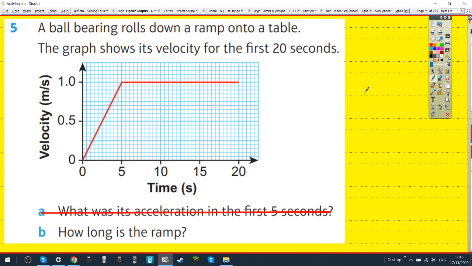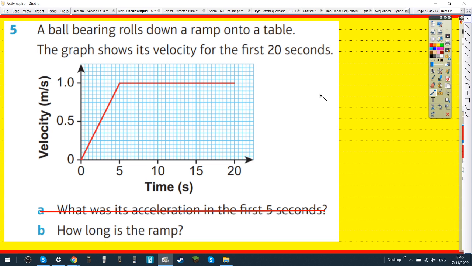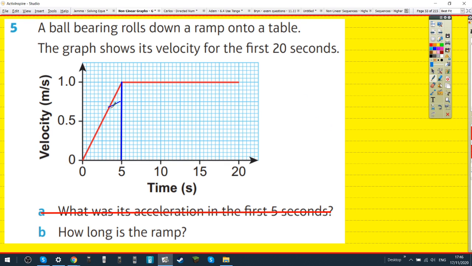How long is the ramp? How do you find the width? I mean the length. Let's see. So it rolls down a ramp onto a table. So I think the ramp is this bit. And so you have to find this area. So you have to find the area of the triangle. So base times height.